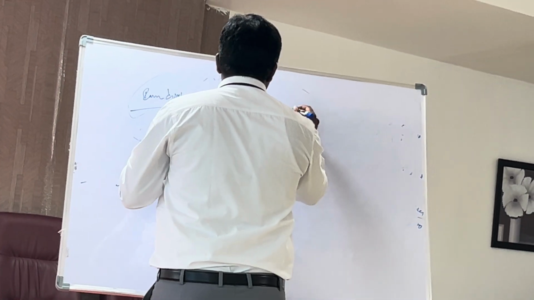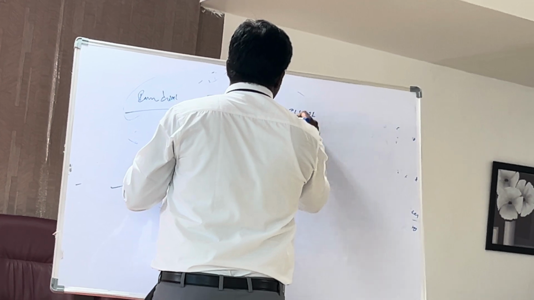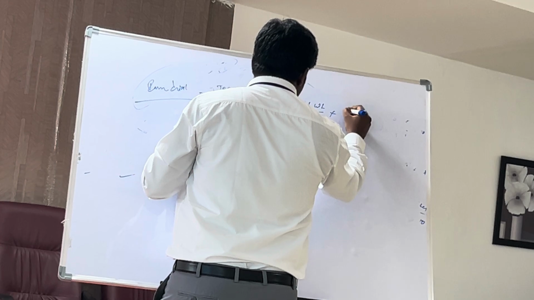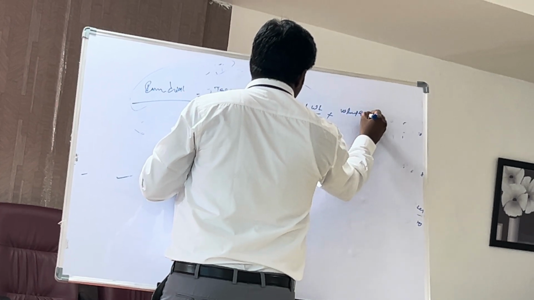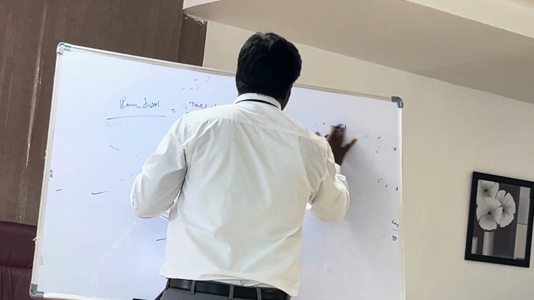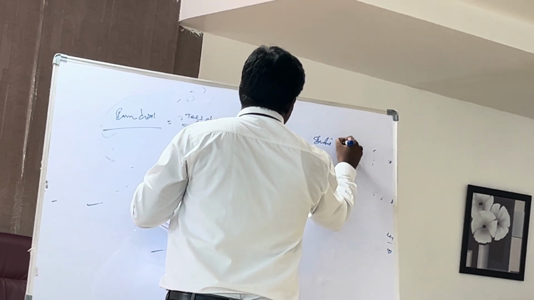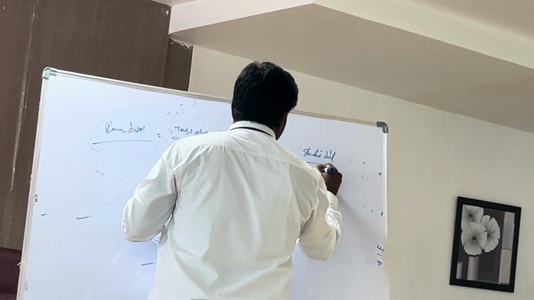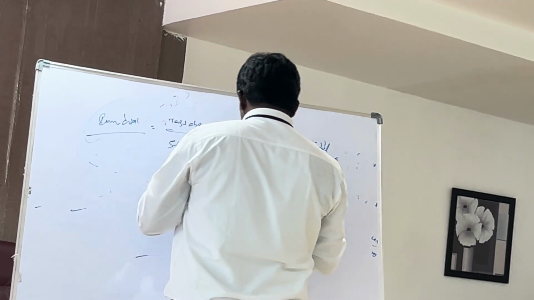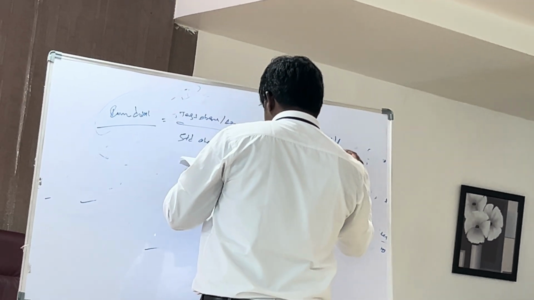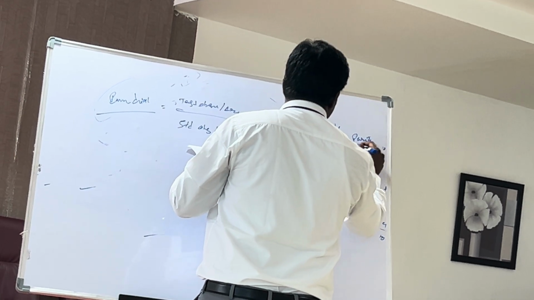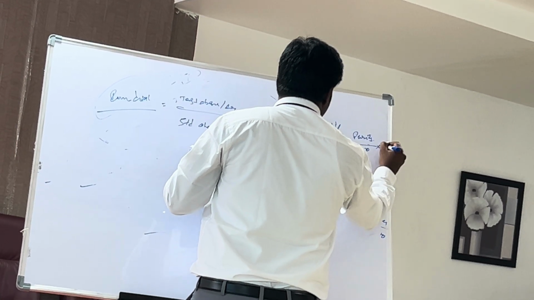multiplied by standard weight divided by standard dilution, multiplied by the volume of sample, that is the volume taken, whatever the sample dilution, divided by weight of the sample, multiplied by purity divided by 100, multiplied by 100.